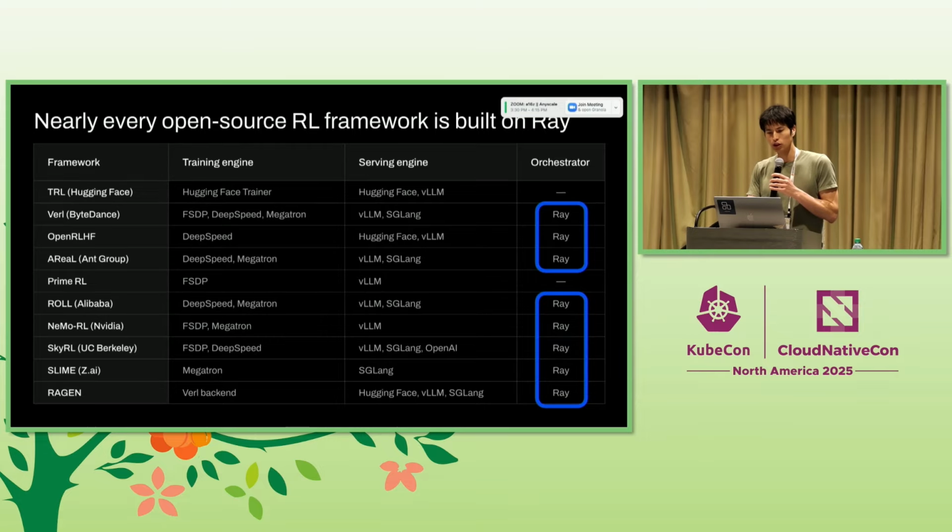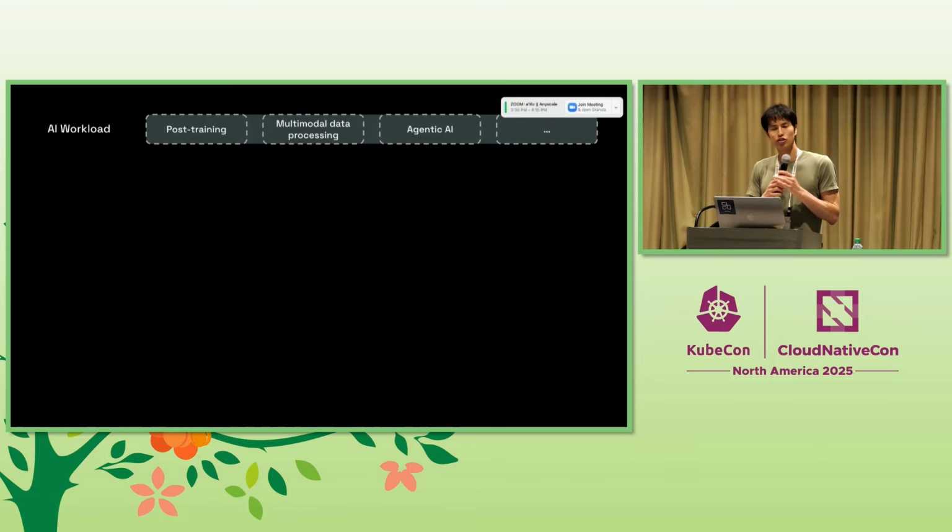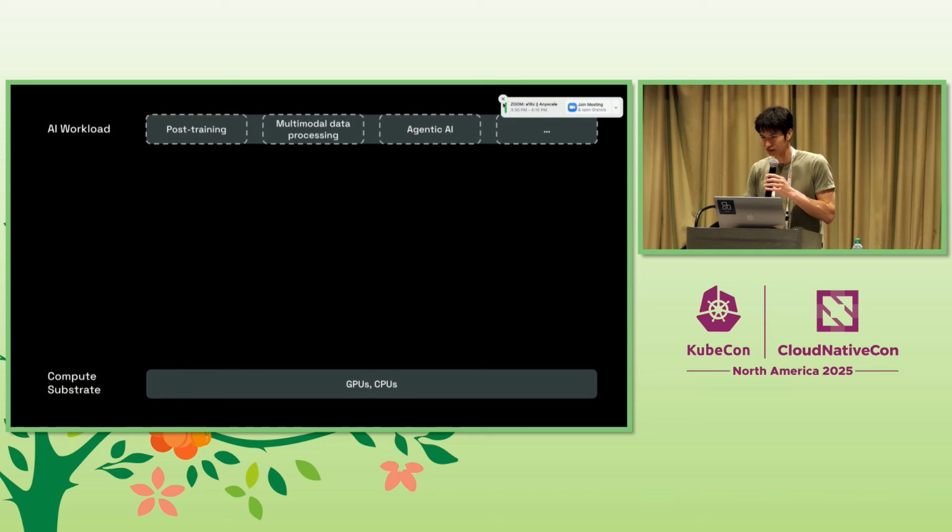Okay, so next I want to talk about how Ray fits into the overall tech stack for AI. And I just talked about RL, about multimodal data processing, and there's just a huge amount of complexity with these AI workloads, right? It's much more complex than when we started working on Ray. And of course, all of this is powered by GPUs under the hood, right? And CPUs and other hardware accelerators.